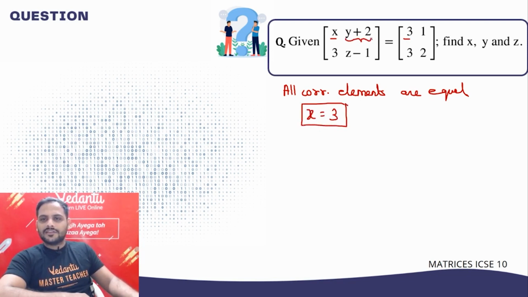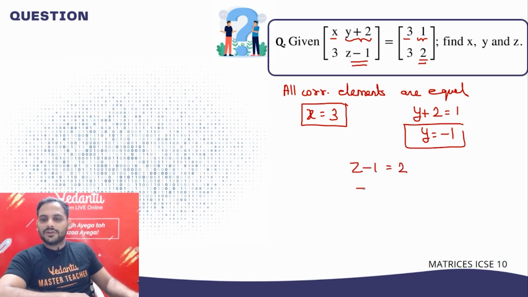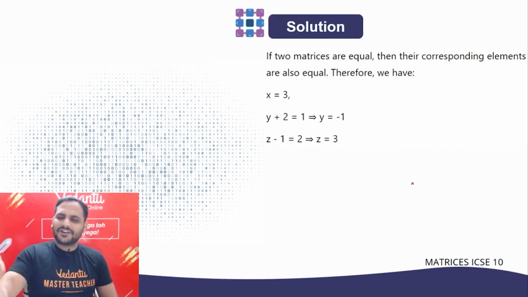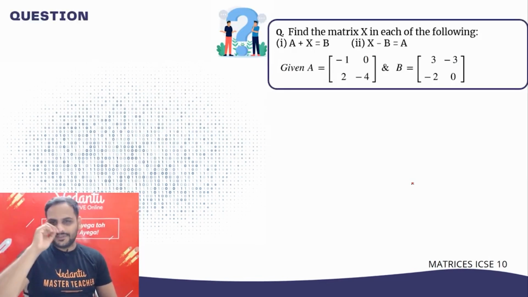Okay. Then I can say y plus 2 and 1 be equal. So y plus 2 is equal to 1. So y is equal to minus 1. Alright. And then I will say z minus 1 and 2 will be equal. So z minus 1 is equal to 2. So z is equal to 3. So x is equal to 3, y is equal to minus 1 and z is equal to 3. This topic is easy. This topic is actually easy.